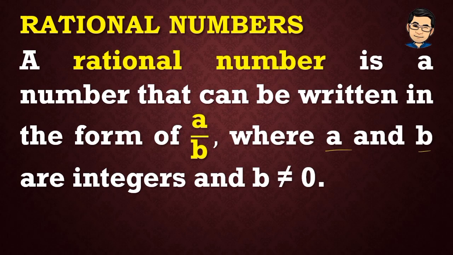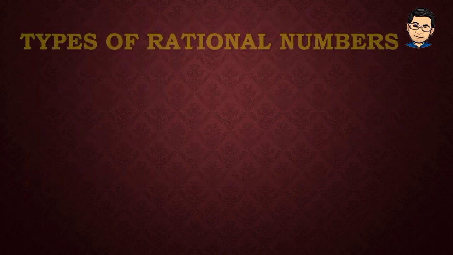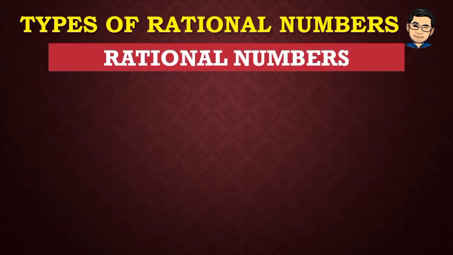And then, what are the types of rational numbers? Fractions, decimals, whole numbers, integers. These are some of the numbers that can be written in the form of a over b. So when we can write it in the form of a over b, it is a rational number. If not, it is the opposite of a rational number, which is an irrational number, which I will explain in my next videos. So, let's have the types of rational numbers.